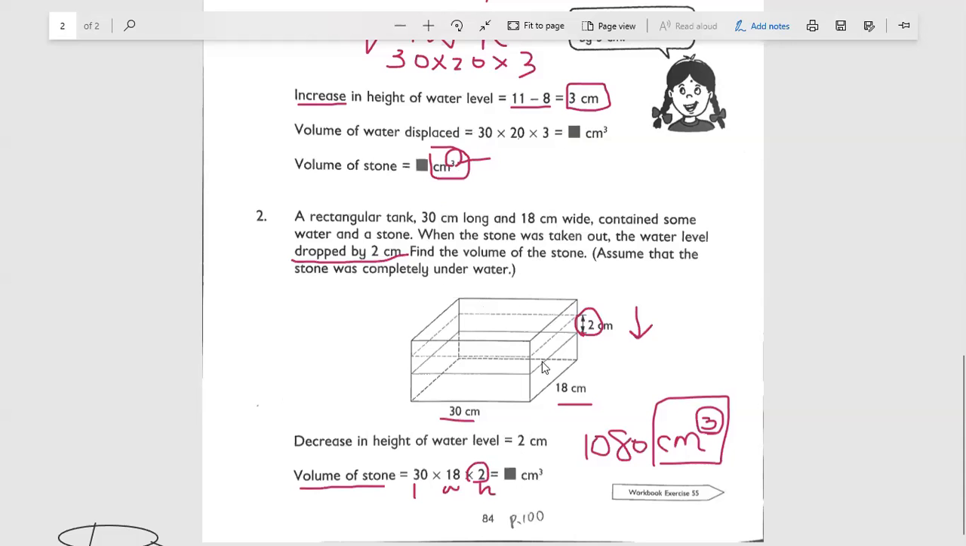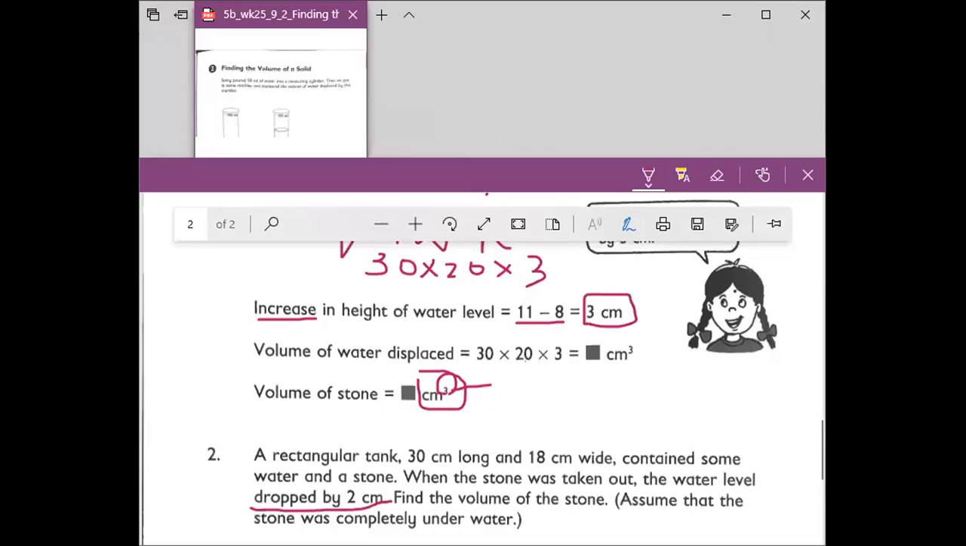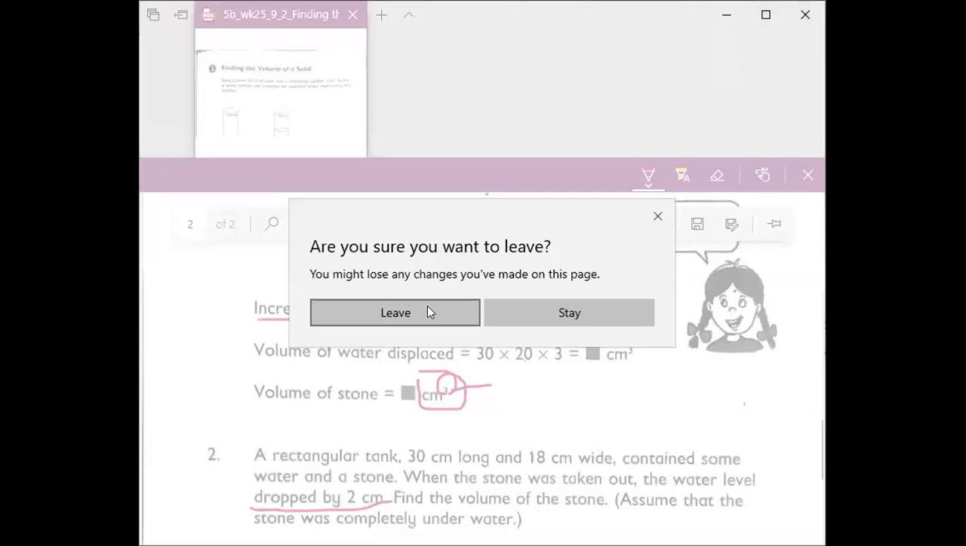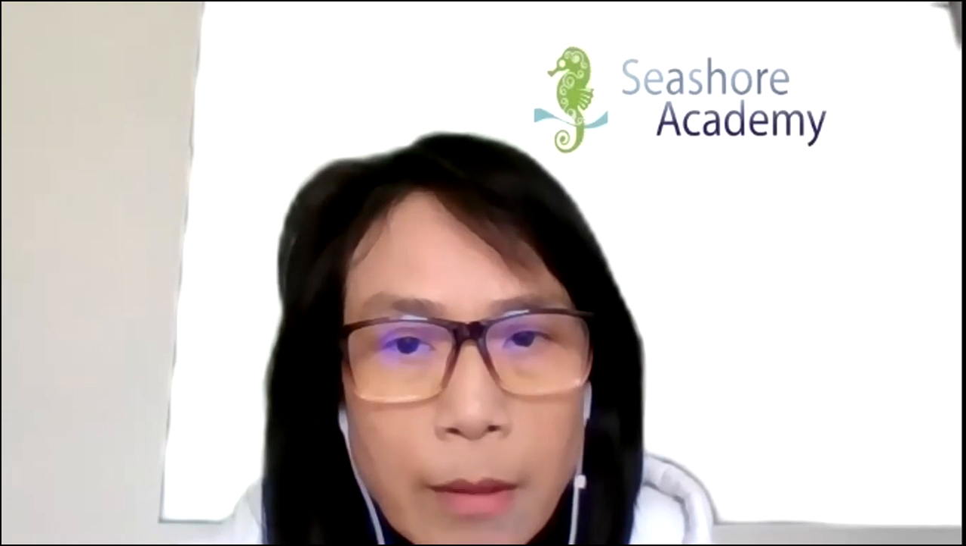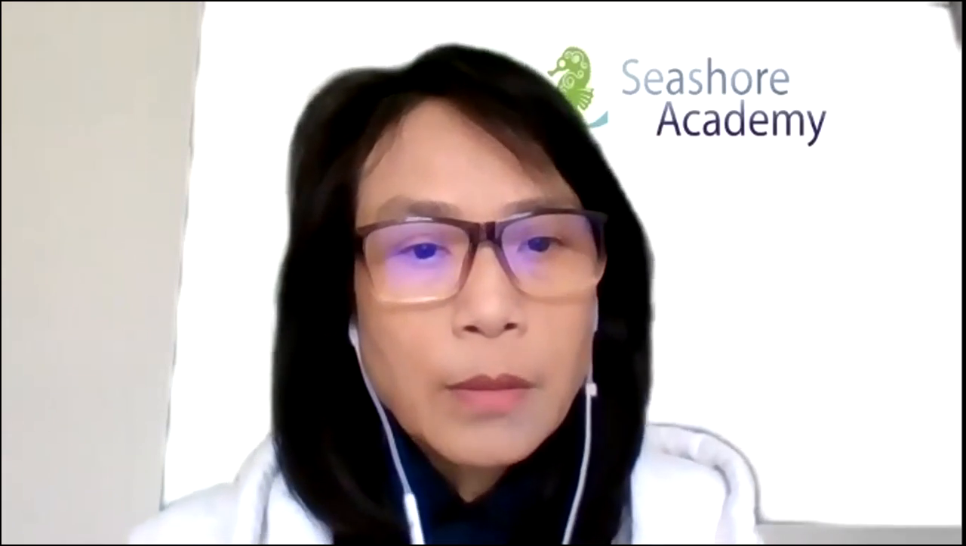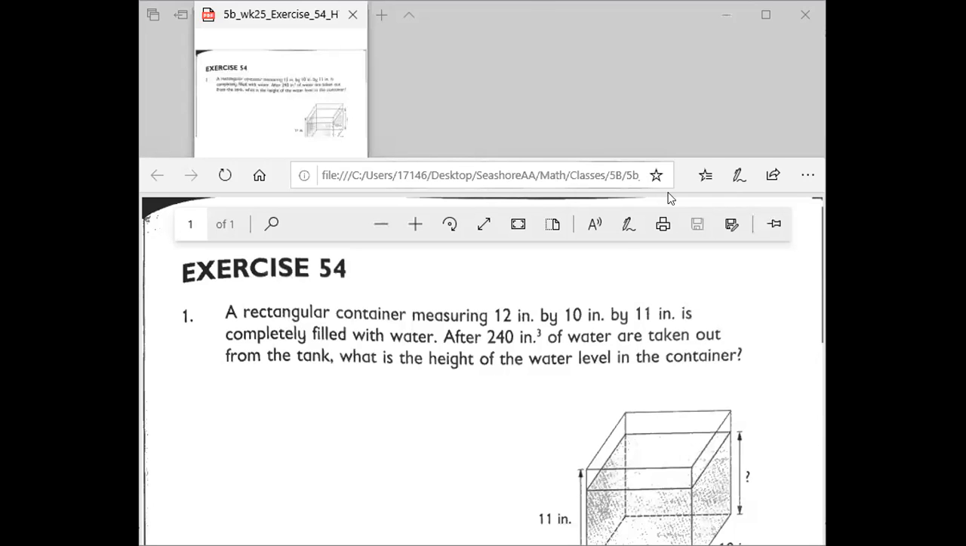All right, now I'm gonna exit out of this screen and then we're gonna do a little bit of practice. I will share a different screen right now, okay? Okay, that was me telling you to type 8. Now everyone, we're gonna do a little bit of practice on this exercise 54, okay?